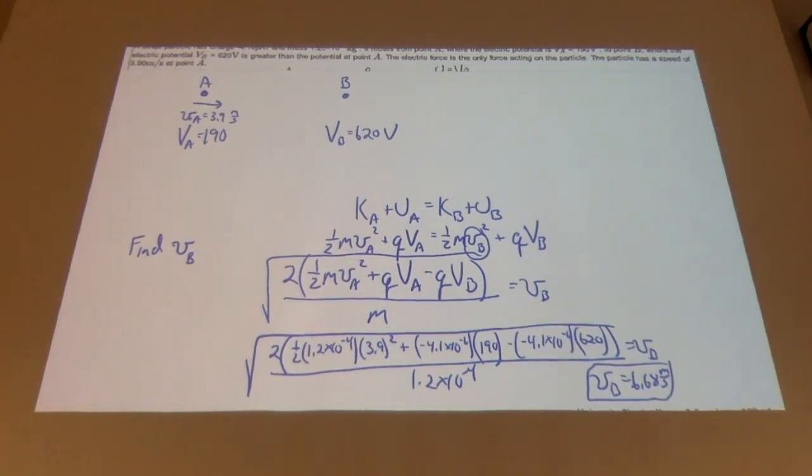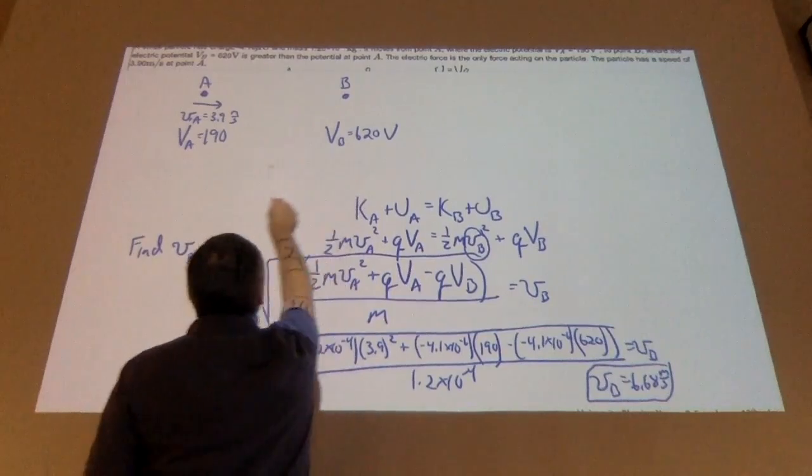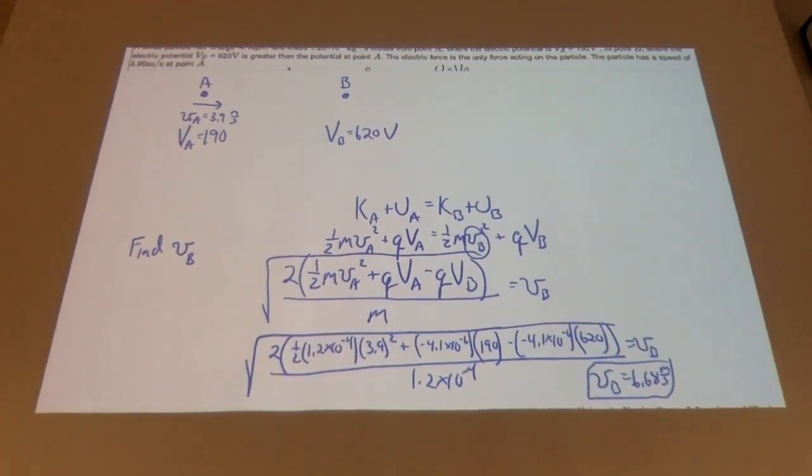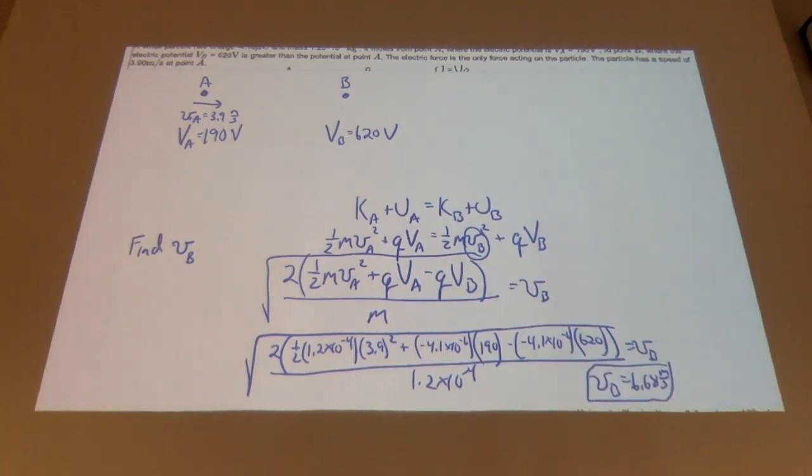Think about that for a second. It's going faster when it gets to point B. Does that make sense? I'm not sure if it makes sense. Is it supposed to make sense? It should make sense. Tell me this, based on these potentials, higher potential, lower potential, which direction is the electric field between points A and B? It's up, down, left, right, in, out, sideways. Which direction does the electric field point?